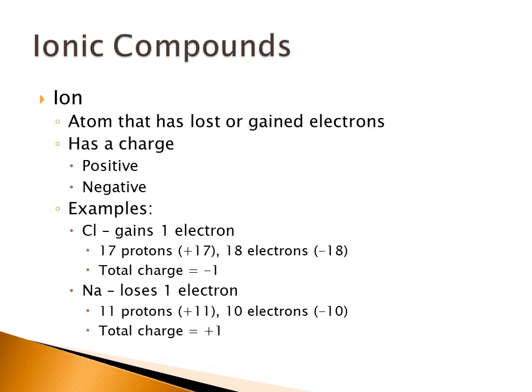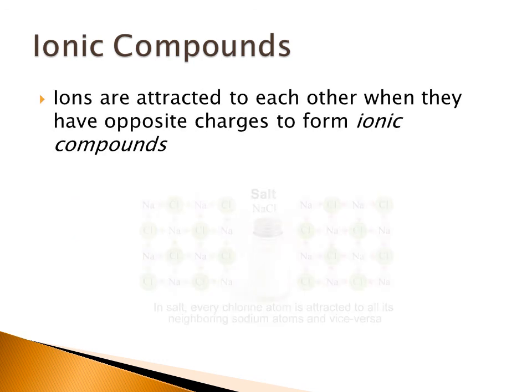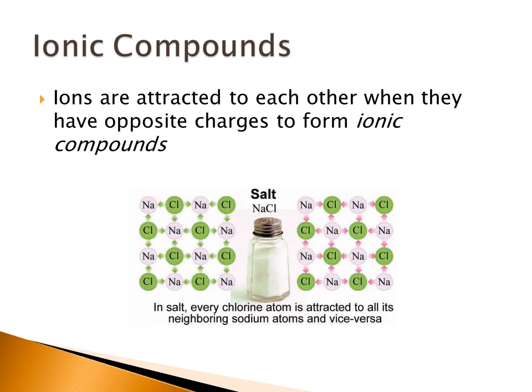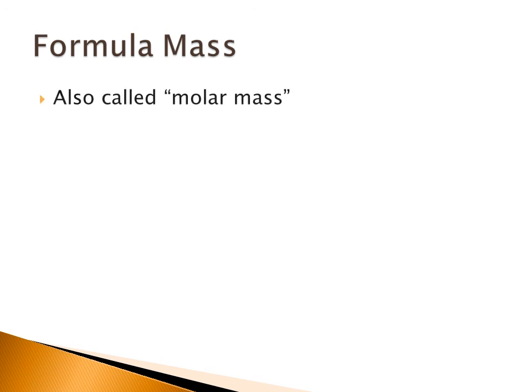Ionic compounds are when we've got ions that are attracted to each other to form a compound. An ion is simply an atom that has lost or gained electrons. It has a charge, either positive or negative, and we can see that the positives and negatives are attracted to each other. They will have charges based on how many electrons have been gained, which would make it more negative, or lost, which would make it more positive. Okay, so ionic compounds are alternating ions of positives and negatives that are each attracted to each other, like salt, sodium chloride.